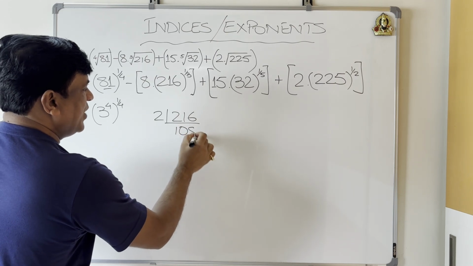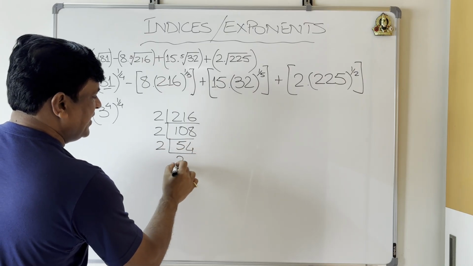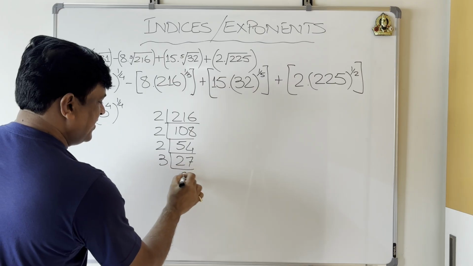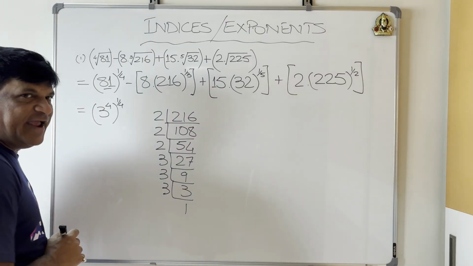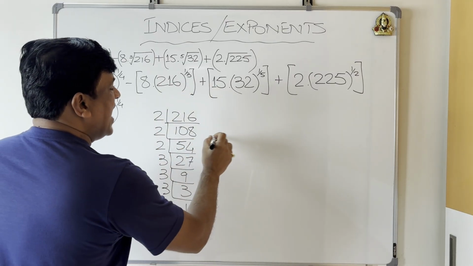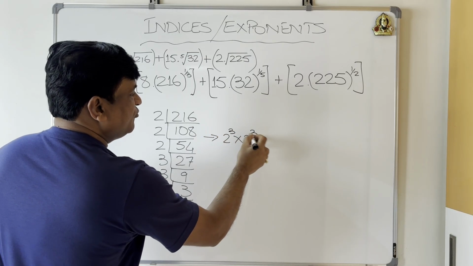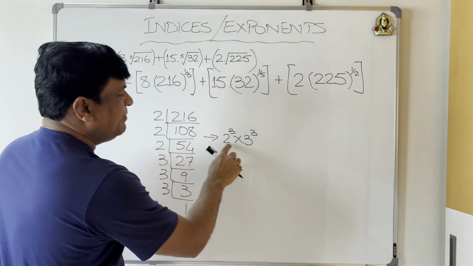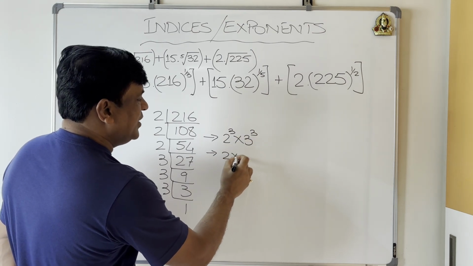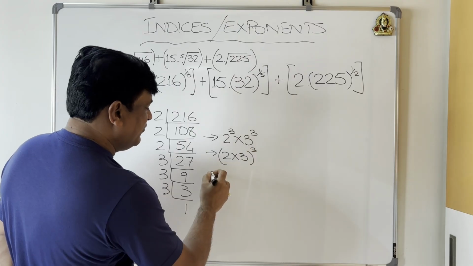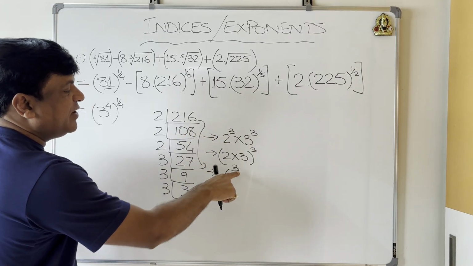2 tens are, 2 eights are, 2 fives are, 2 fours are, 2 27s, and 3 nines are, 3 threes are, 3 ones are. So what did I get? 216 I can write as 2 to the power 3 into 3 to the power 3. You remember that formula we learned when the bases are different and the exponents are the same. Can I write it like this: 2 into 3, whole to the power 3, which is nothing but 6 to the power 3? Right? So your 216 is nothing but 6 cube.